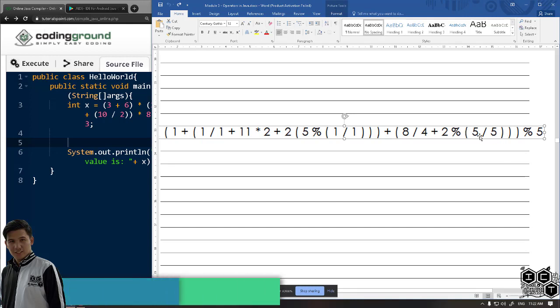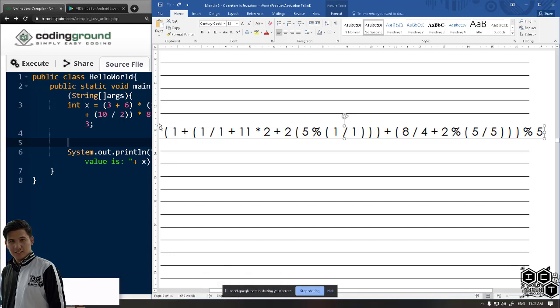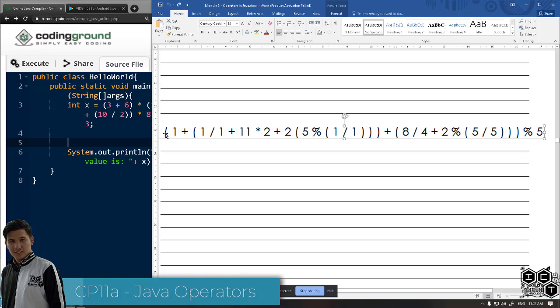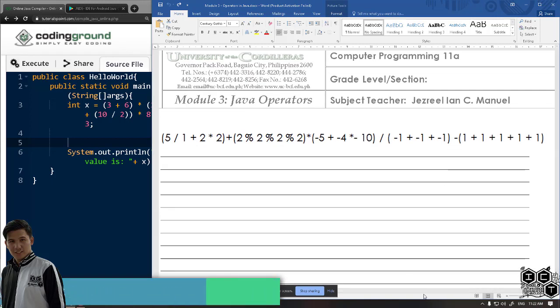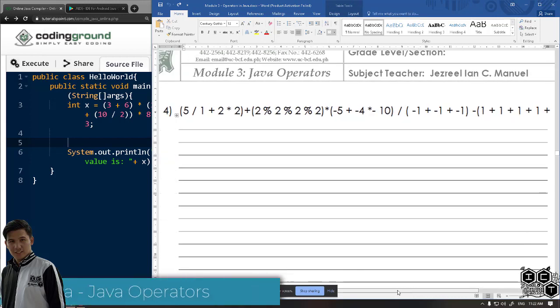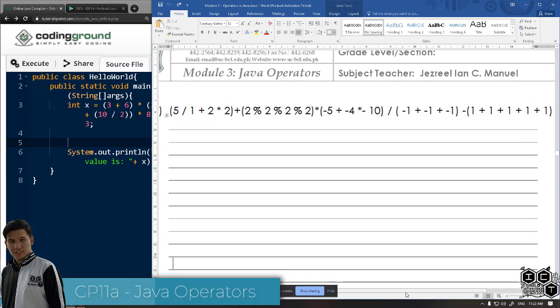So, magkasama yan. Eto, sino kasama nito? Dito. Dami, di ba? Ito, mas lalo to, nakakaano. Ayan, dami. Pero, mukha lang complicated yan. Pero kung titignan nyo maigi, nasa isang grouping symbol lang pala sila. Di ba?